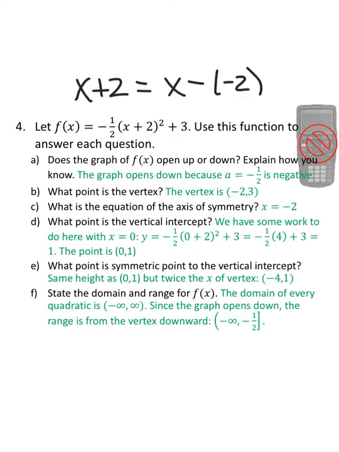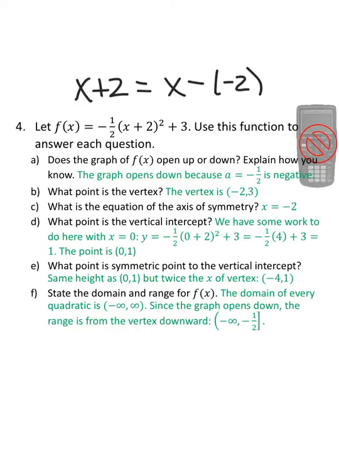The point symmetric to the vertical intercept will always have the same height as the vertical intercept, but twice the x value of the vertex. If I double -2, I get -4, with the height of 1, my symmetric point.